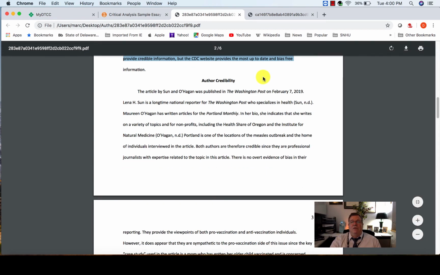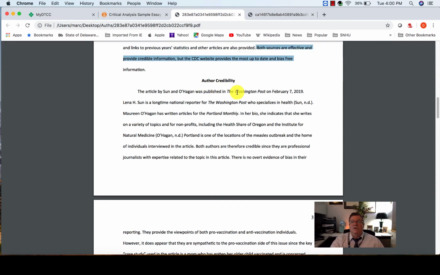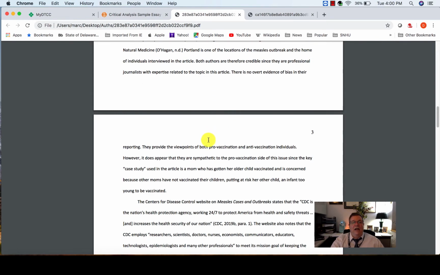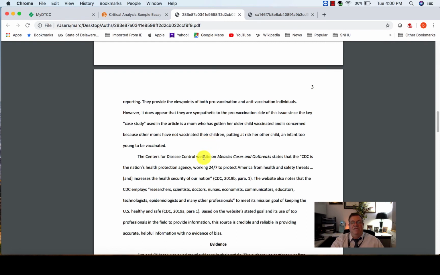So the author credibility, again, you'll see that there's your heading, and it's centered and it's bold, and everything is double spaced. Don't add any extra spaces in between. So we have this here. We have a paragraph about the authors of the article, and then we have finally a paragraph about the authors of the Center for Disease Control website. All right, so they're government authors.